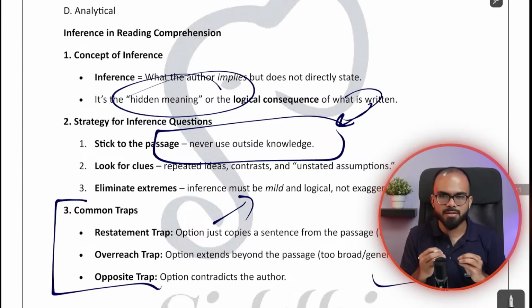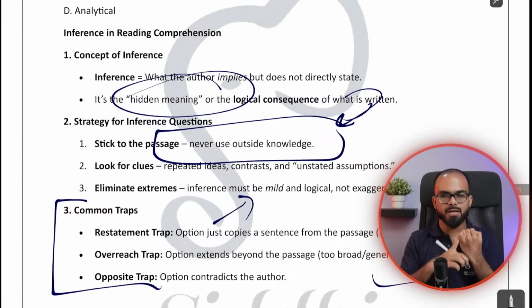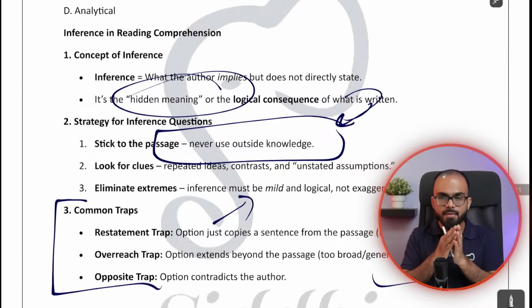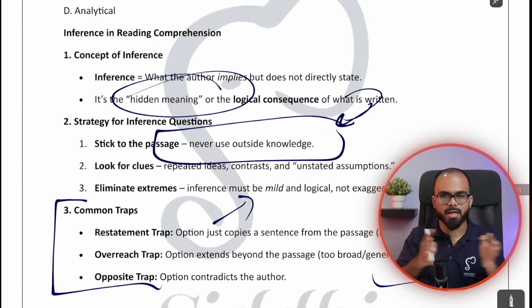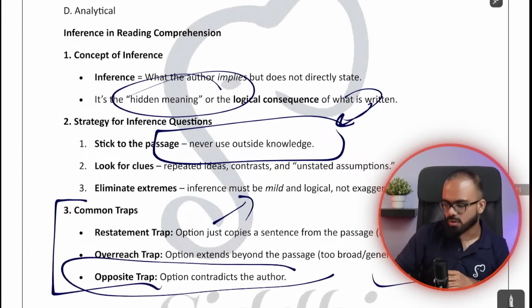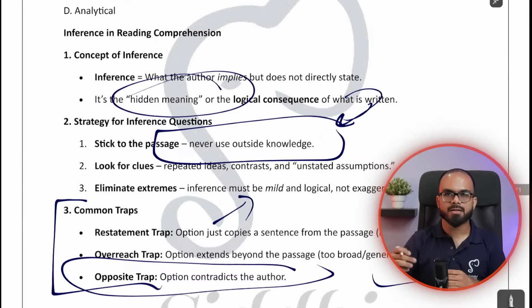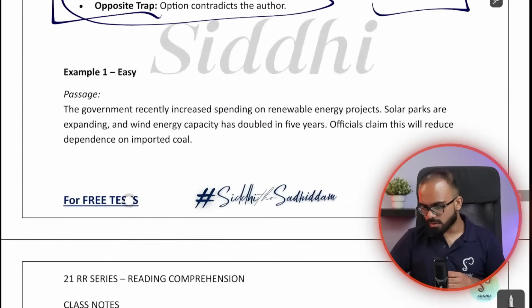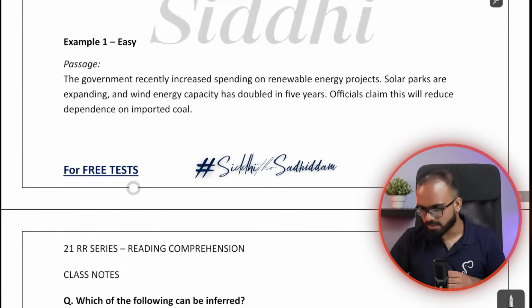So in inferences, the problems are: number one, you should not apply your own knowledge and understanding. Two, if the answer choice is very broad, very wide, don't go for it. And third, if it is contradicting the author's opinion, then you have to eliminate it. Now please look at the simple passage and solve the question.